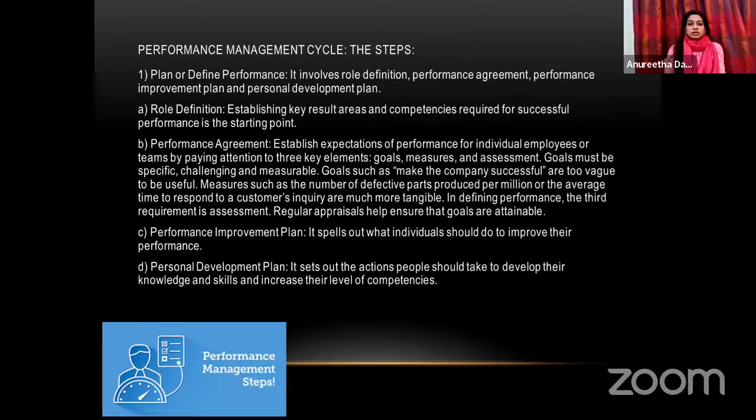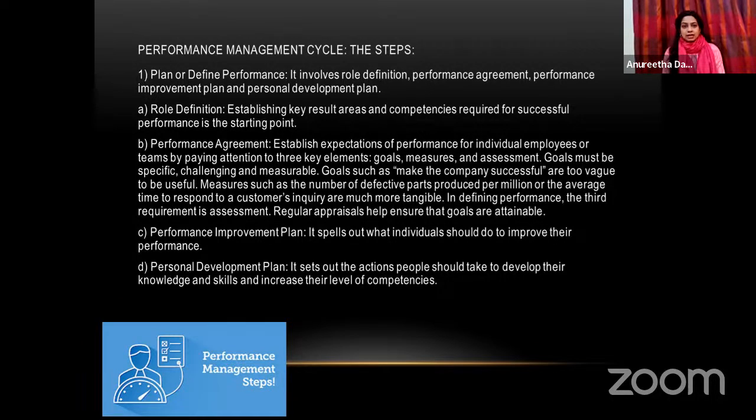These are the steps in the performance management cycle that we learn, on how to ensure that we focus on the cycle and all four points, and how to ensure that these expectations are met from the organization's point of view, and how to make our company more successful and attainable. Right. So the first step is plan, or define performance. It involves role definition, performance agreement, performance improvement plan, and personal development plan.